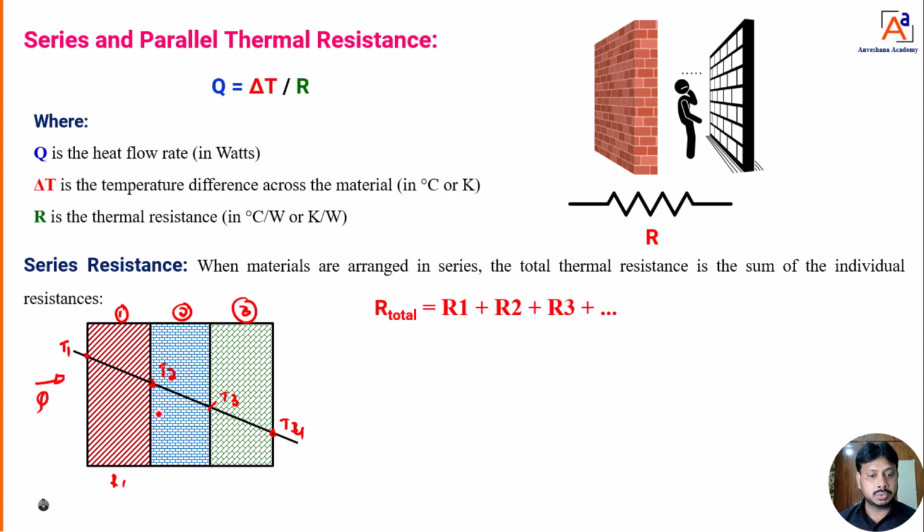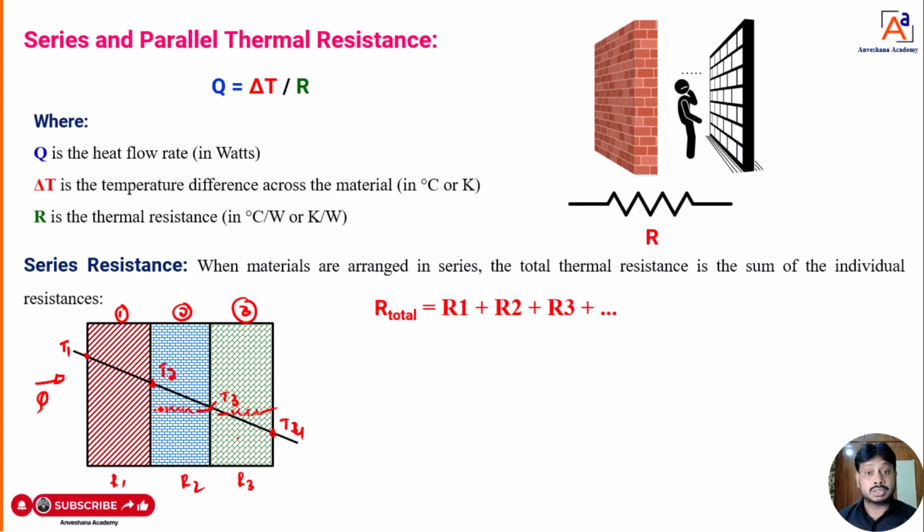Similarly, material 2 is going to offer some resistance to the flow of heat. That I will mark here as R2. Similarly, material 3 is also going to offer some resistance to the flow of heat. That resistance I will mark here as R3.